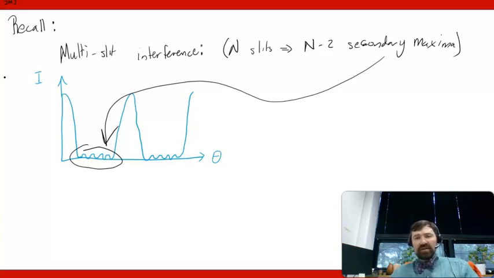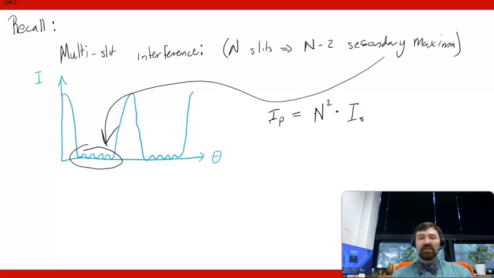It also implies that the intensity of the primary is going to tend to be n squared times the intensity of a single slit, which is also the intensity of these secondaries when there are secondaries. If you have only two slits, then there's no secondaries, but you could still define a slit intensity.